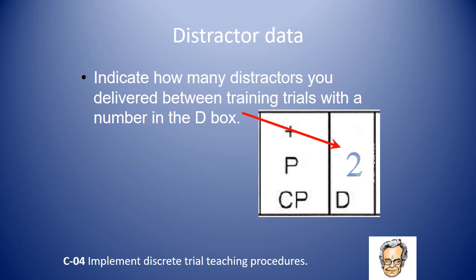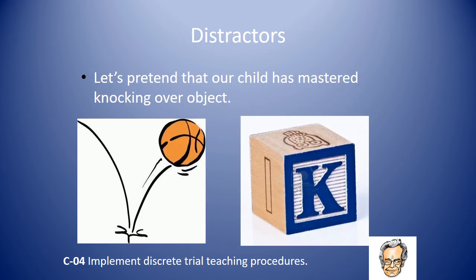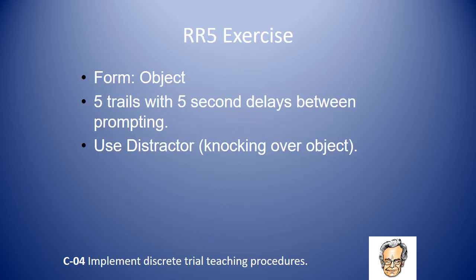Indicate how many distractors you deliver between training trials with the number in the distractor box. So if you gave 3 distractors, put number 3, 2 distractors, number 2, and so forth. It also is a reminder, that extra box, to always do the distractors. So in RR5, you have 5 trials with 5-second delays between prompting and distractors.